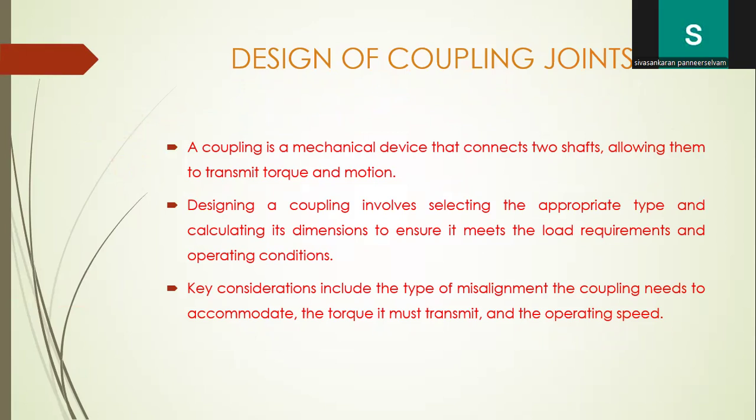It is a mechanical machine element or a device which connects two shafts by allowing them to transmit torque and motion through rotation. Designing a coupling involves selection of appropriate type of material and estimation of design dimensions to ensure it meets the proper load requirements and operating conditions. The key considerations include the type of misalignment the coupling needs to accommodate, the torque it must transmit, and the operating speed at which it produces the motion. These are some of the key factors which influence the successful design of a coupling joint.